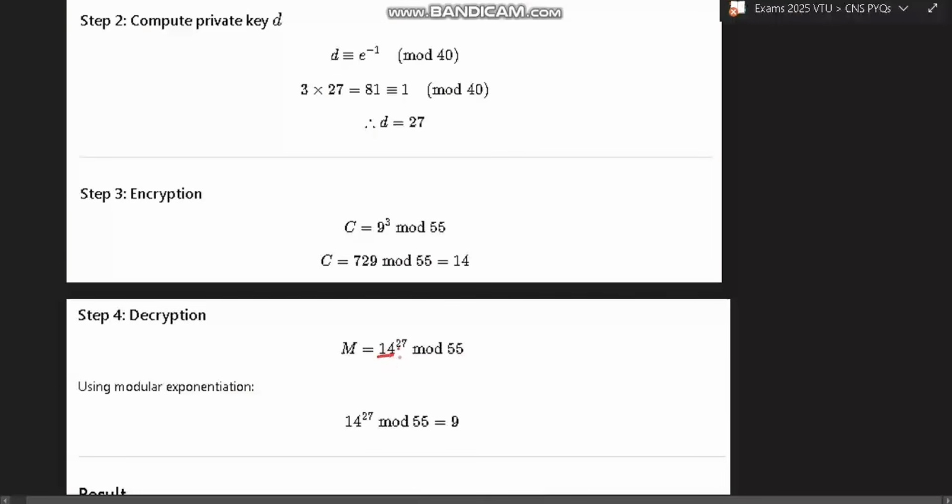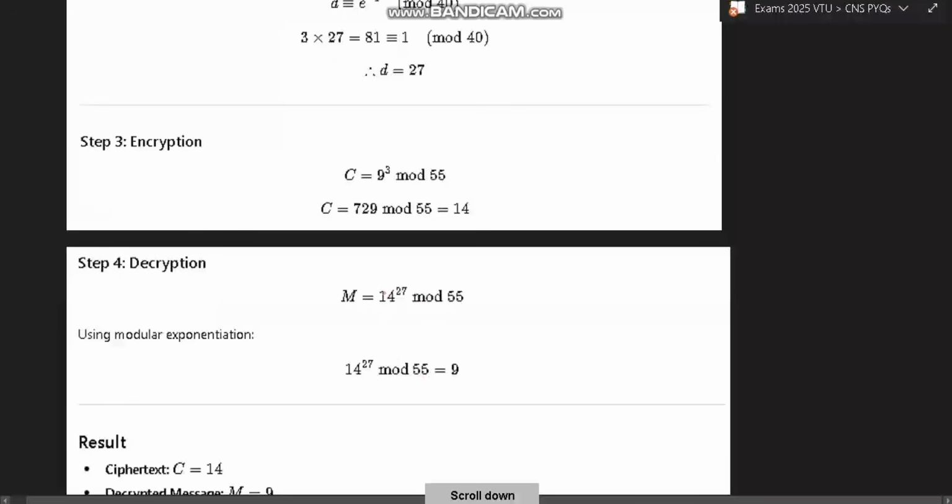Even if you do it in a calculator, you will not get this answer, because for 14 power 27, the calculator's limit will be exceeded. Now, how do you solve this type of question? I'll explain how to use modular exponentiation after this question. There is a trick, called the trick of modular exponentiation. If you use that trick, you'll get the answer 9 here. Once you have this answer, verify whether it is the same as initially. That's it, you will get the ciphertext and the decrypted message.